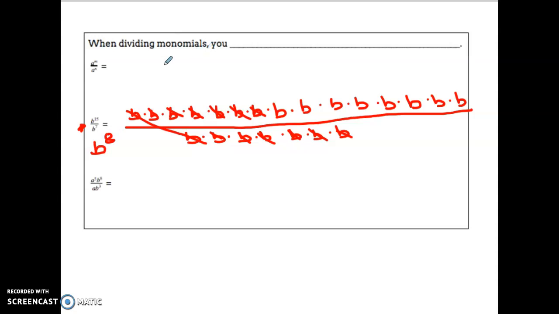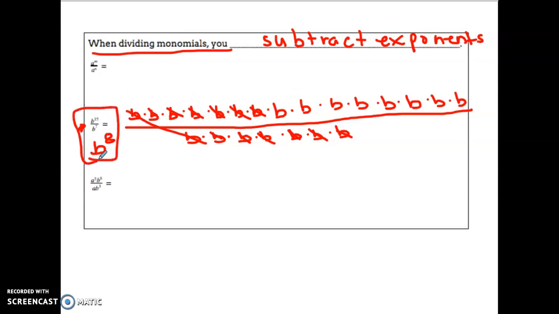So thinking here, when dividing monomials, there should be a trick because we don't want to do this every time. And there is. The answer is you subtract the exponents. Because if you look there, b to the 15th divided by b to the 7th, 15 minus 7 is 8, b to the 8th. So luckily for you, you don't have to write this out every time, but I did want to show you one time to see why it is we're subtracting.